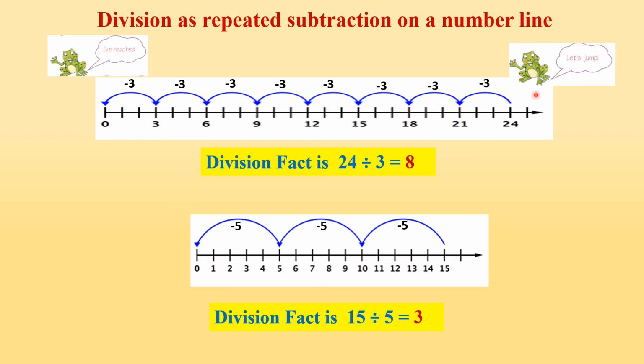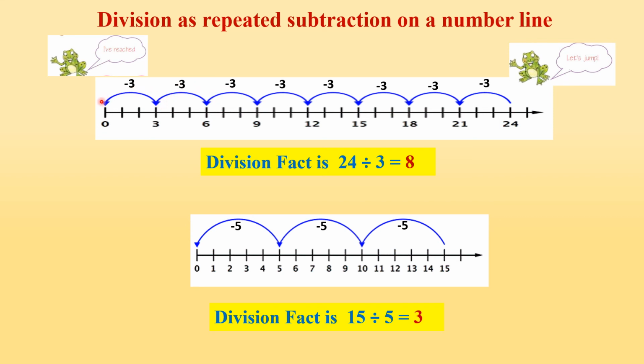For this, the froggy has to keep in mind that in each step, it has to subtract 3. So let us begin from 24. 24 minus 3 is 21. The next jump is 21 minus 3, 18. Then 18 minus 3, 15. 15 minus 3, 12. 12 minus 3, 9. 9 minus 3, 6. 6 minus 3, 3 and 3 minus 3, 0.